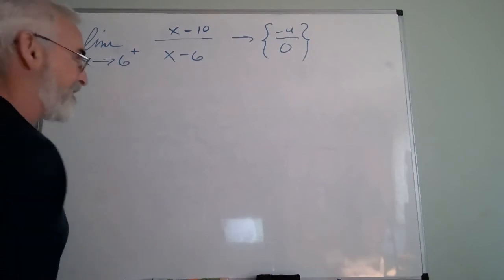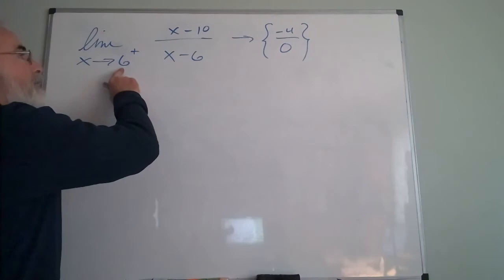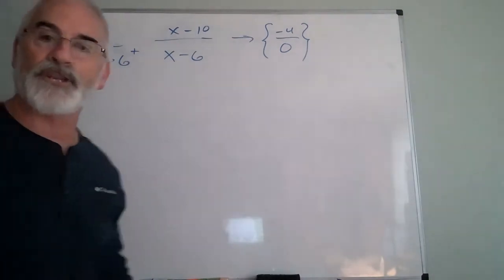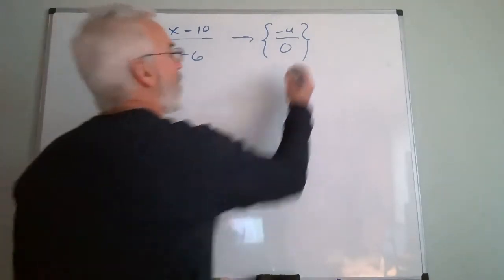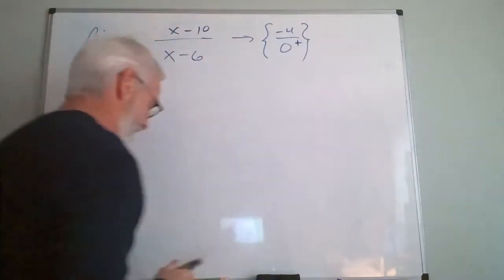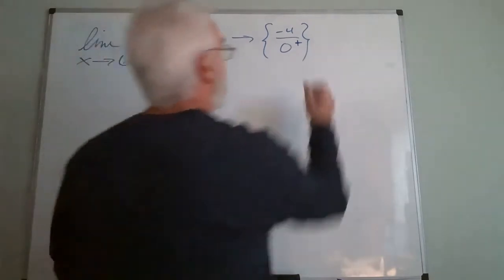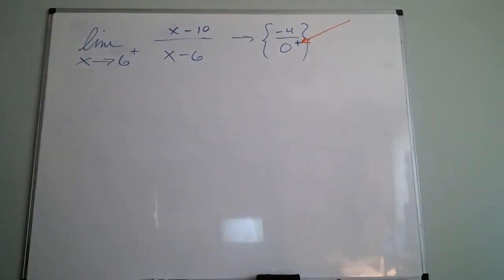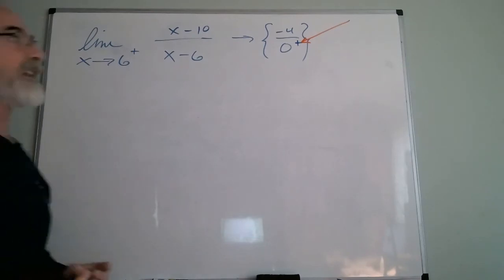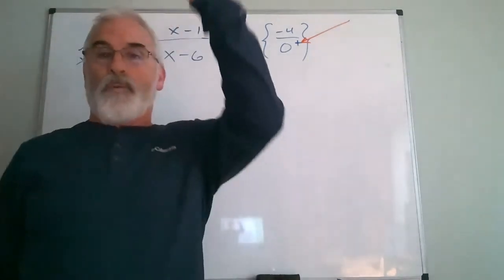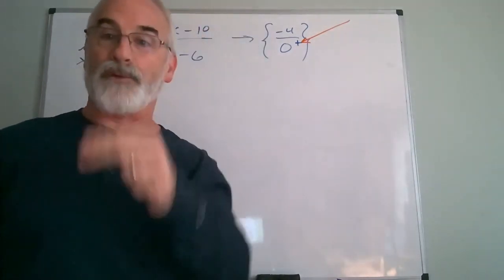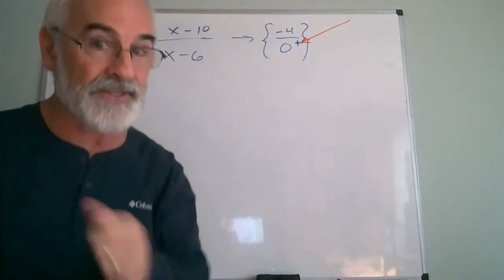Oh, so now I need to go back. As x approaches 6 from the right, x minus 6 is approaching 0 from the right. And that little plus sign is the single most important part of my answer here. You see, I'm not just approaching the form -4 over 0. I'm approaching -4 over something approaching 0 from the right of 0.